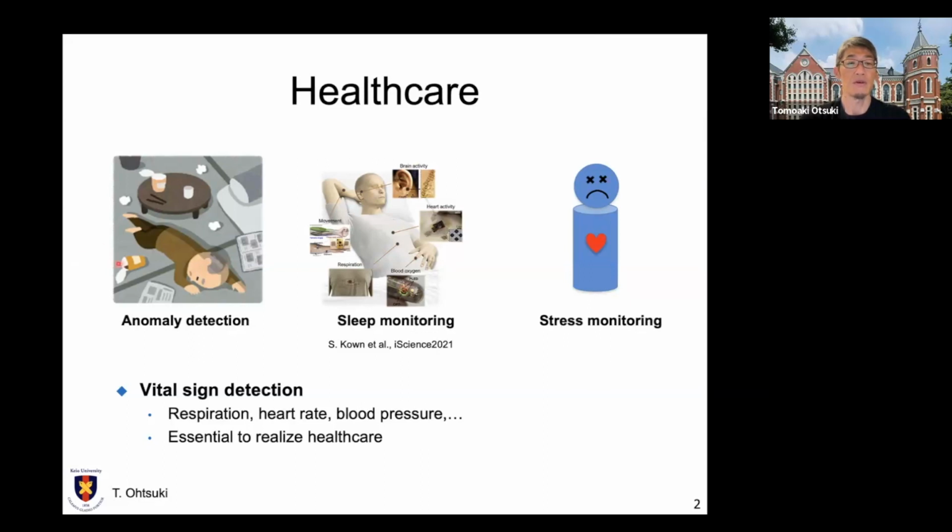Activity or anomaly detection is mainly, for example, activity recognition, but for sleep monitoring, stress monitoring, and others, or I can say even anomaly detection, vital sign is very important information. Vital signs, such as respiration, heart rate, blood pressure, and so on. Based on these vital signs, we can estimate the condition or state of the person. So we can say it is very essential to realize healthcare. I mean, vital sign detection is very essential.